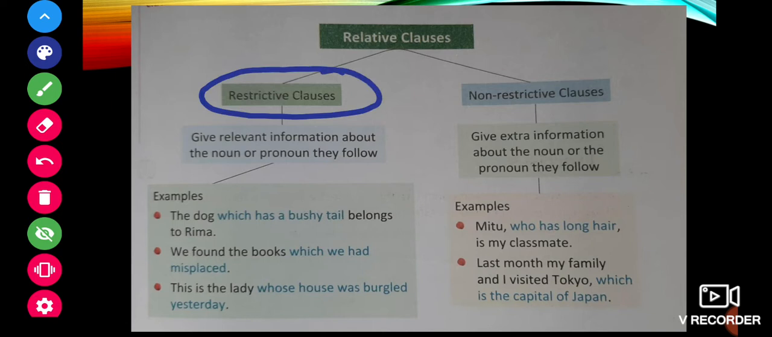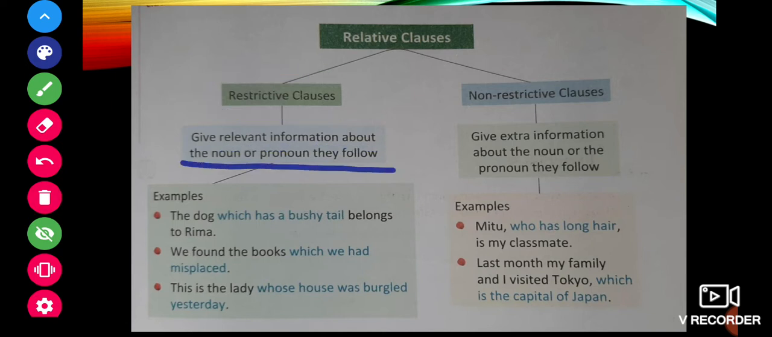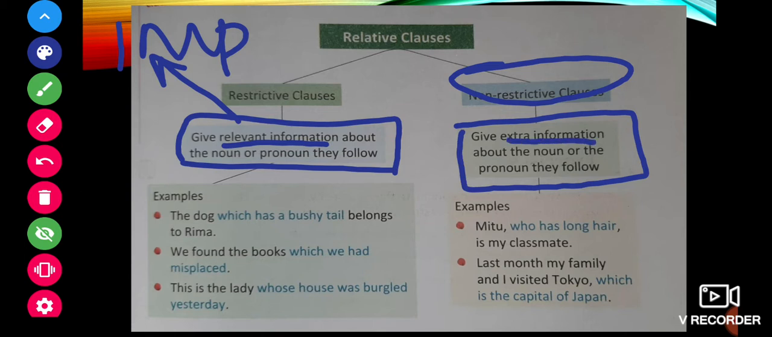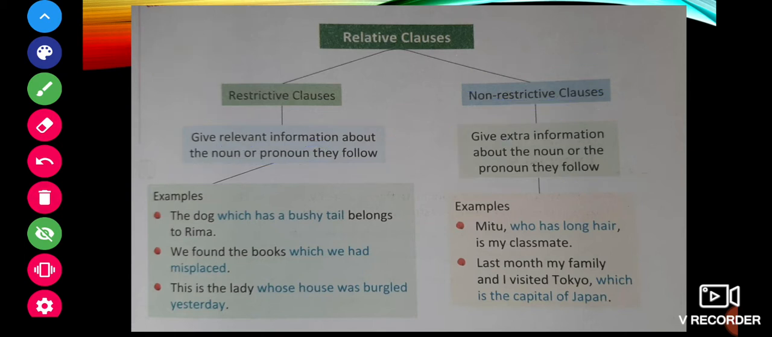Let us look at restrictive first. They give relevant information about the noun or pronoun they follow. Relevant information means information which is important for understanding the complete sentence. So restrictive clauses give us important information about the noun or the pronoun, but non-restrictive clauses give us extra information about the noun or the pronoun. Now this extra information is not important to understand the complete meaning of the sentence.